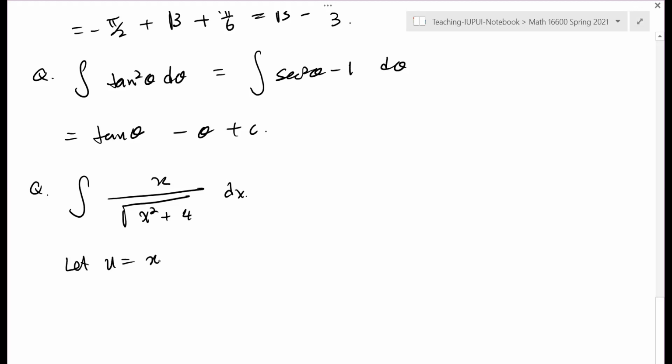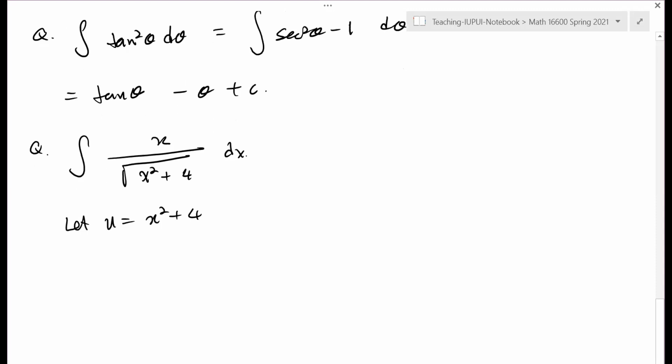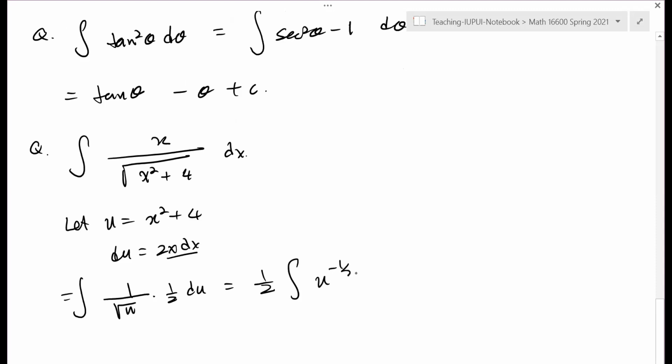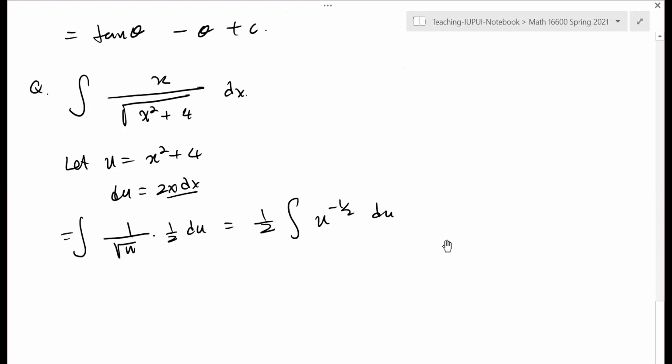Similarly, when you see x on the top, that means you can use a substitution. You can use this substitution, and the problem can become pretty simple. So du equals 2x dx. Then the integral becomes square root u, and x times dx is going to be half of du. So it's going to be u to the negative half du.